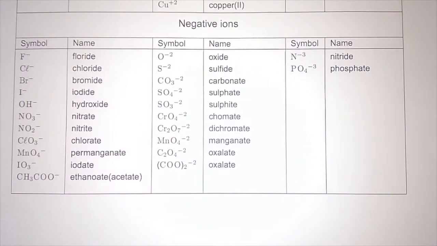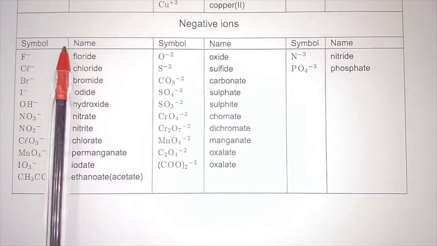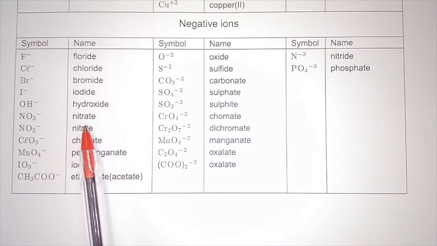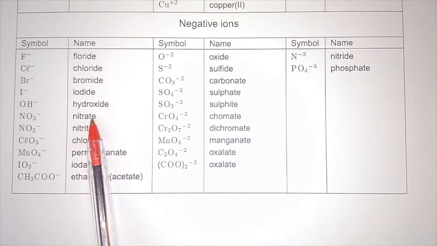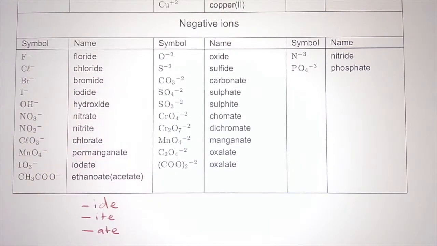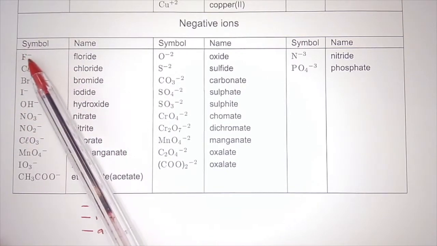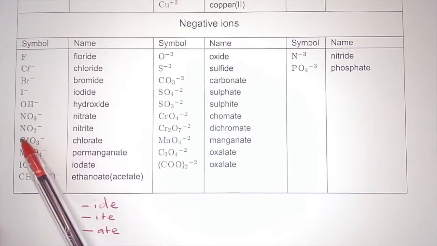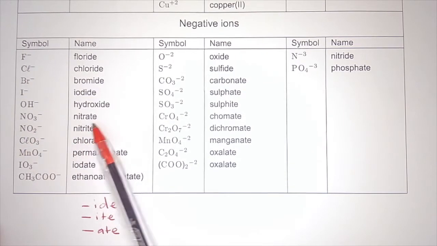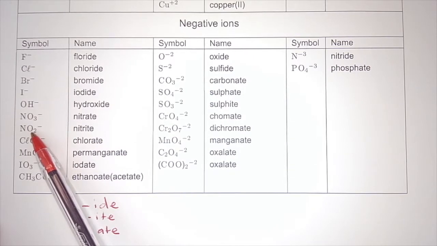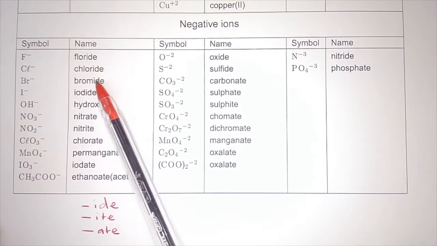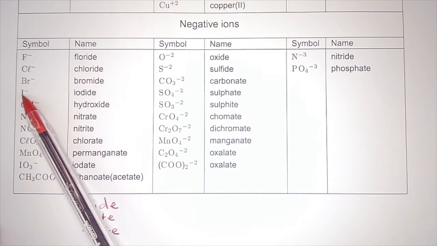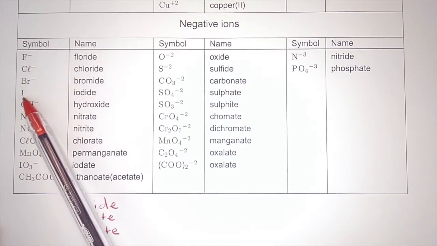Now, when you look at the negative ions, some are ending in "ide", some are ending in "ite", and some are ending in "ate". Now, what is the difference between those ending in "ide", "ite", and "ate"? Whenever it's "ide", can you see there's only the element, there's no oxygen. But with "ite" and "ate", you will have oxygen as well. So when it's ending in "ide", it's just going to be that element, and you can find the charge from the periodic table.